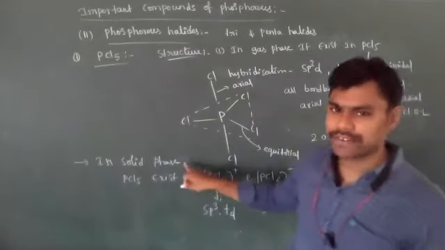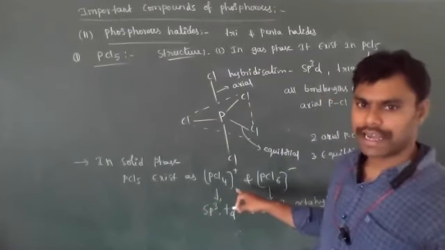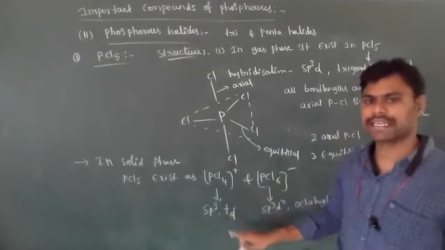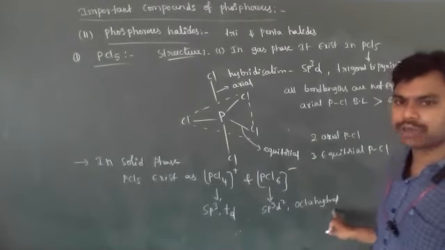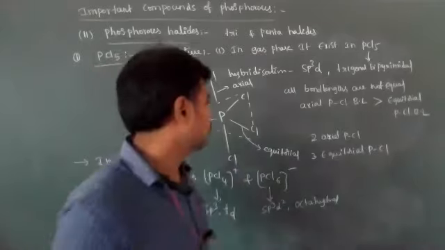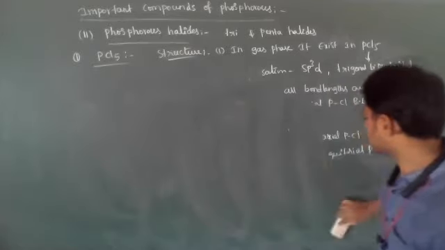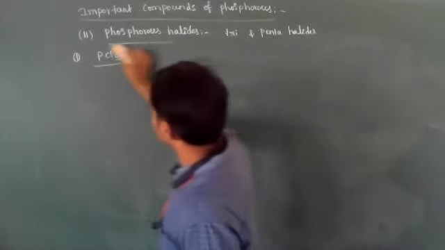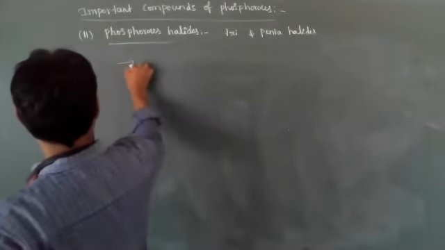So in solid state, PCl5 exists in ionic form. What are the ions? PCl4+ and PCl6-. PCl4+ hybridization is sp3, tetrahedral geometry, and PCl6- hybridization is sp3d2, octahedral geometry. So this is the structure of PCl5. Let's see the chemical properties of PCl5. The chemical properties are similar to those of PCl3.